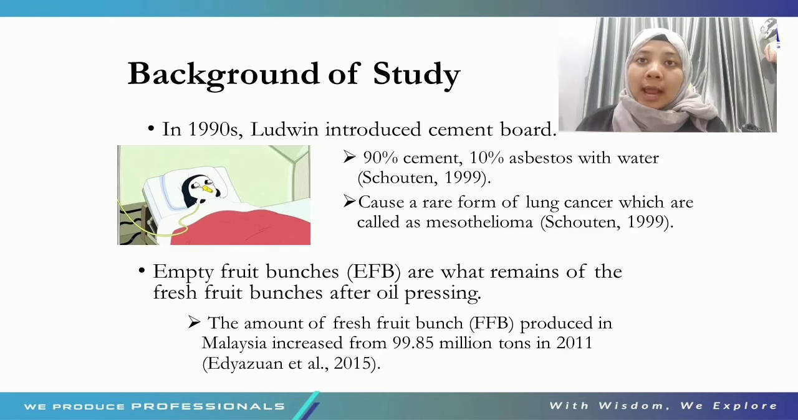EFB is an empty fruit bunch. EFB is the remaining of fresh fruit bunch after oil pressing. Because according to Edi Azwan, the amount of fruit bunch produced in Malaysia increased from 99.85 million tons in 2011.